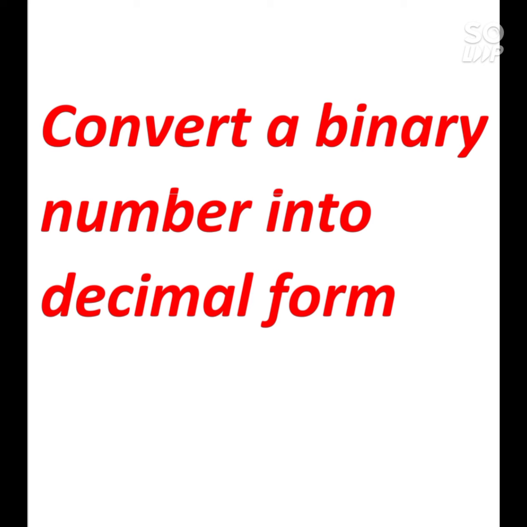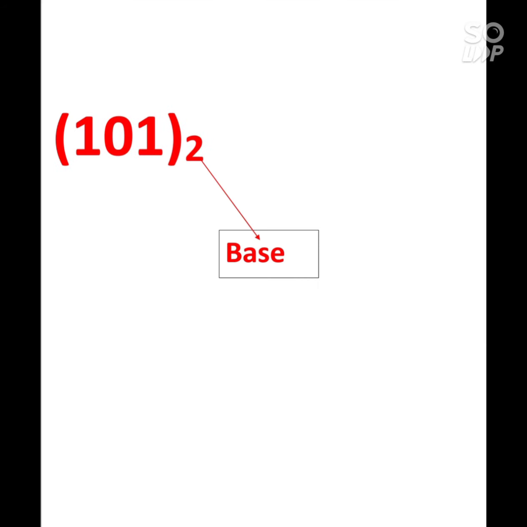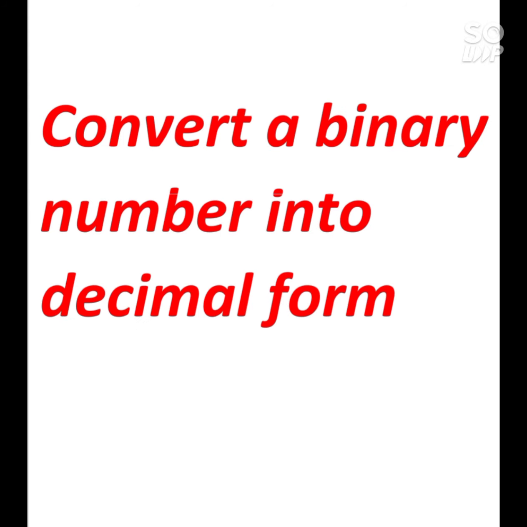Now how can we convert a number which is in binary format into decimal form? For doing that, you need to follow certain steps. Let us assume that we want to convert 101 into decimal form. This 2 over here represents the base, and this tells us that this number is a binary number. In order to convert a number from binary form to decimal form, we need to follow certain steps.